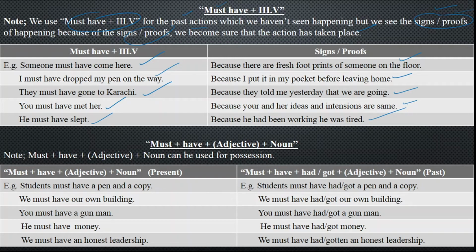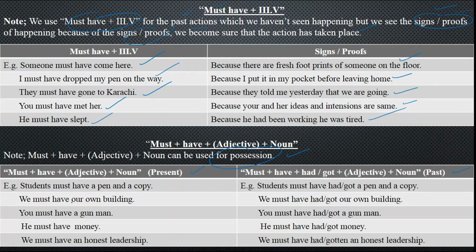Next we have got must have plus adjective plus noun. Now notice, must have plus adjective plus noun can be used for possession. It is used to show property, whether ownership or relationship. The relations are being shown or the property is being shown. Now it is used for the present as well as for the past.